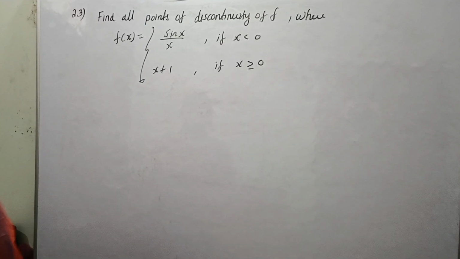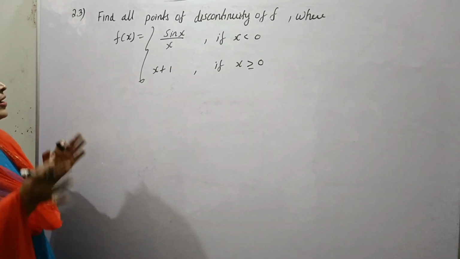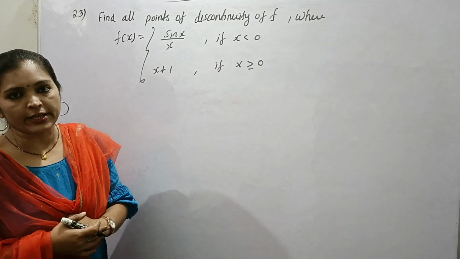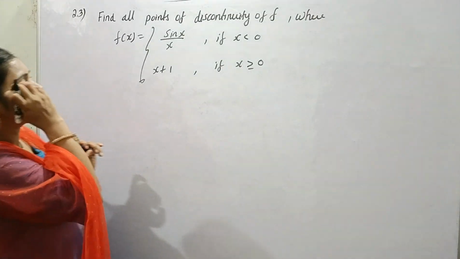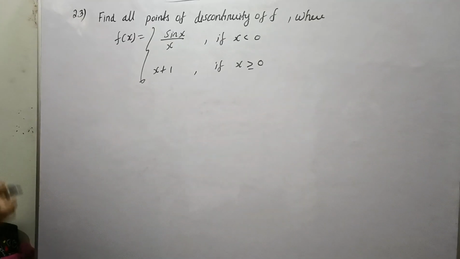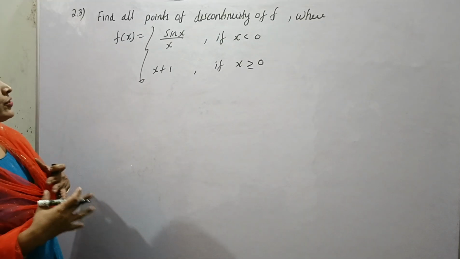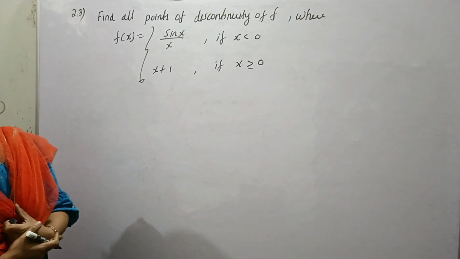Find all points of discontinuity of f, where f of x is equal to sin x by x if x is less than 0, and f of x is equal to x plus 1 if x is greater than or equal to 0. Very important question. And here we have to find at what points the function is discontinuous.